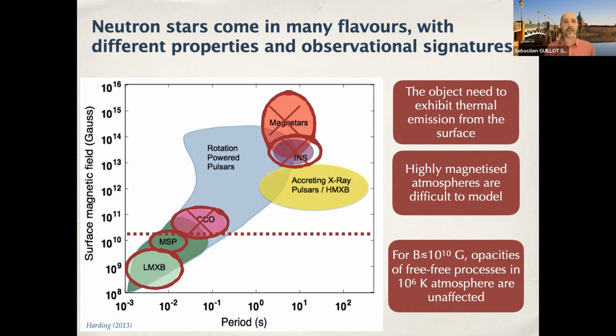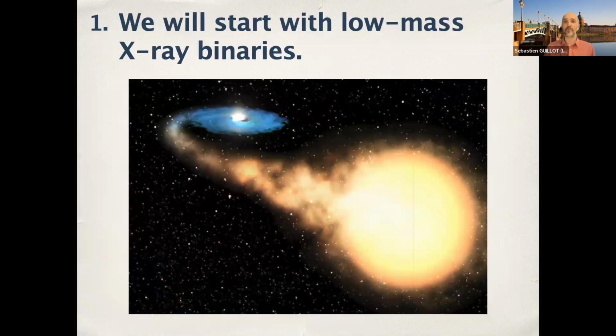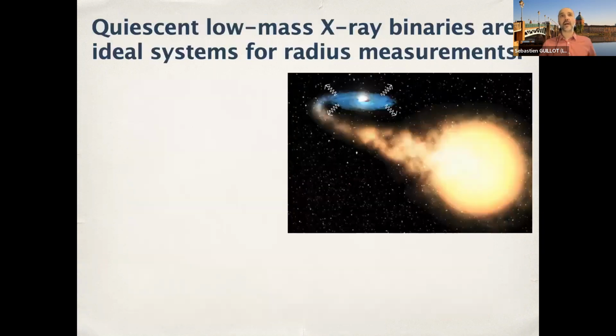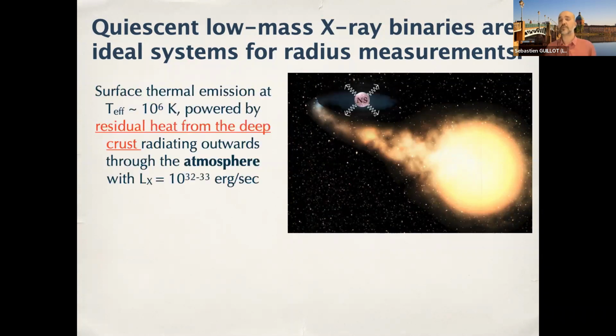And I'll start quickly with low mass X-ray binaries. So probably I don't need to introduce low mass X-ray binaries to people attending here. A neutron star accreting from a companion star. Historically, those objects have been detected during accretion. The accretion disk and the accretion processes are extremely bright. But this is not what we want to see to measure the radius of the neutron star. We want to see the surface of the neutron star.